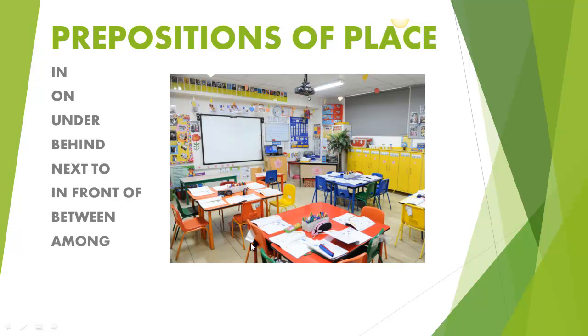Between. The green color back here is between notebook A and notebook B. You see, between is like a sandwich. And among is when it's with a big quantity. So between is when there are two objects, and among is when there are more than two.